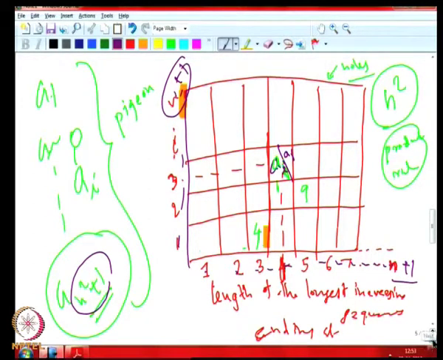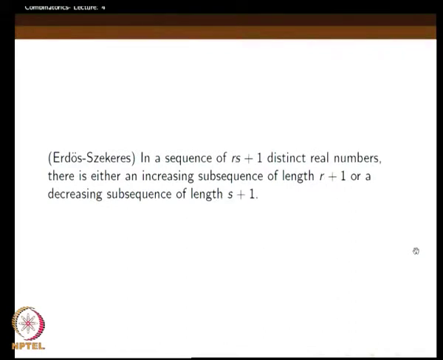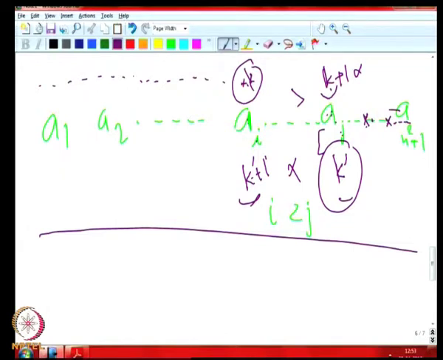Now if you carefully look at these statements, we can slightly change the statement, namely instead of n and n we can use r and s here. See, earlier we said n square plus 1 distinct real numbers, now let us say r into s plus 1 distinct real numbers, then there is either an increasing subsequence of length r plus 1 or a decreasing subsequence of length s plus 1. So this is a generalization, we do not have to say n and n, so that symmetry can be broken. The proof is the same, because we will do all the same things.